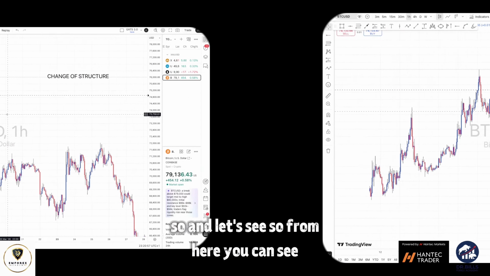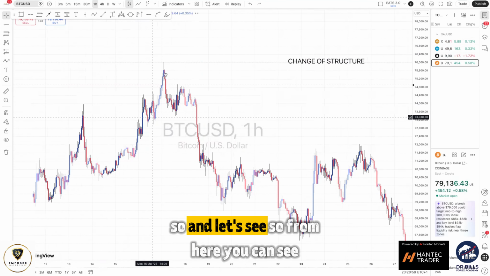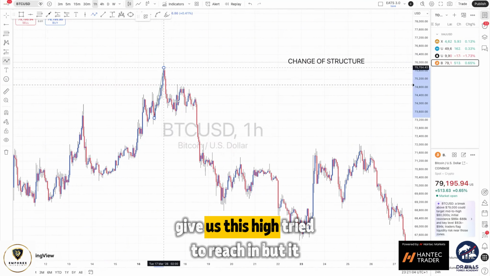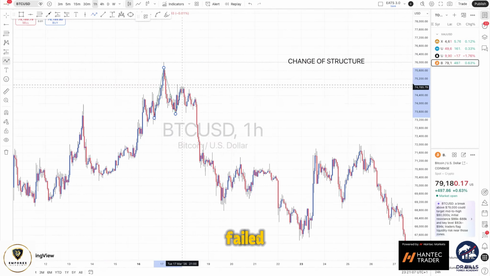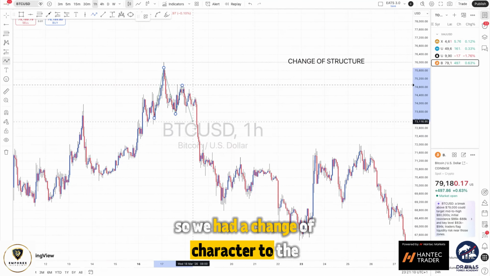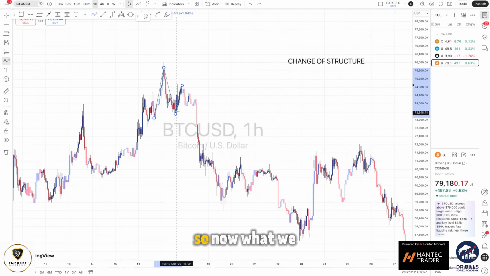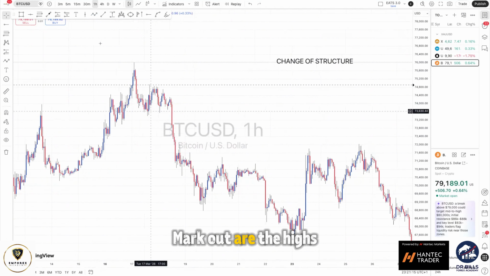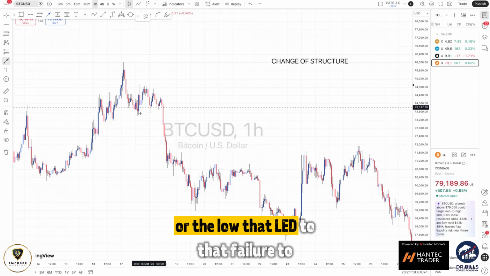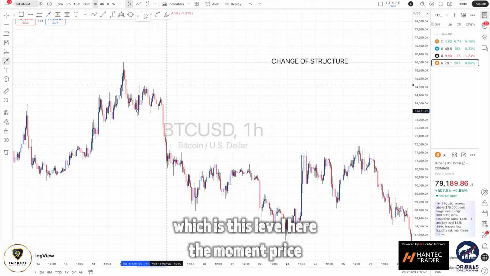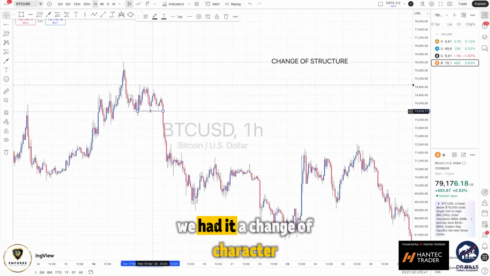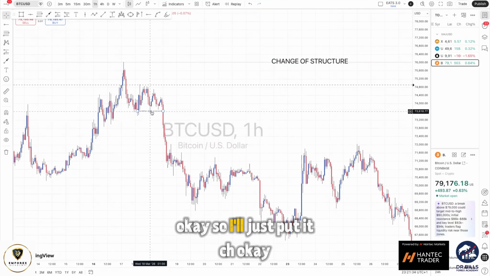Okay, so from here, you can see that price pushed up. Here was this high, it tried to reach in, but it failed. So we had a change of character to the downside. Now the important levels that you need to mark out are the high or the low that led to that failure to swing, which is this level here. The moment price broke it, we had a change of character. So I'll just put CH.